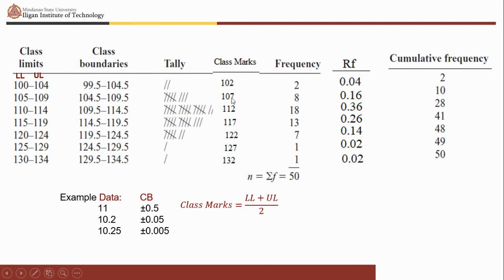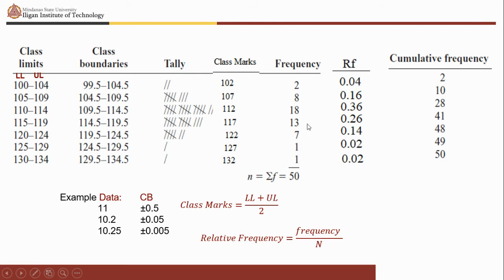Or another way, you need only to solve the first term, and after that, you need to add the C, plus C, which is equal to 5, plus C plus C plus C, and you get these answers. For the frequency, you need only to base on the tally, so you have these frequencies. And for the relative frequency, we need only to divide the frequency by the n.